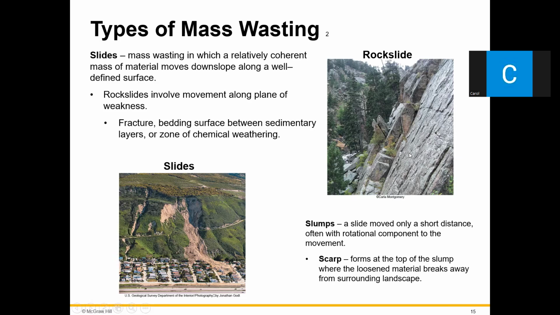There's rock slides, movement along a plane, and that plane can either be from a fracture, a bedding surface, or a zone of chemical weathering. So some kind of weakness. Maybe you have a weak shale right there, or if it's been weathered, then it's weak, and it makes a slippery surface. This one here is from fractures, these joints that it's showing.